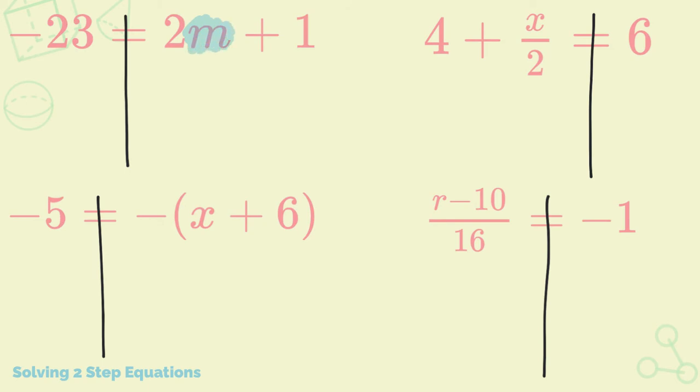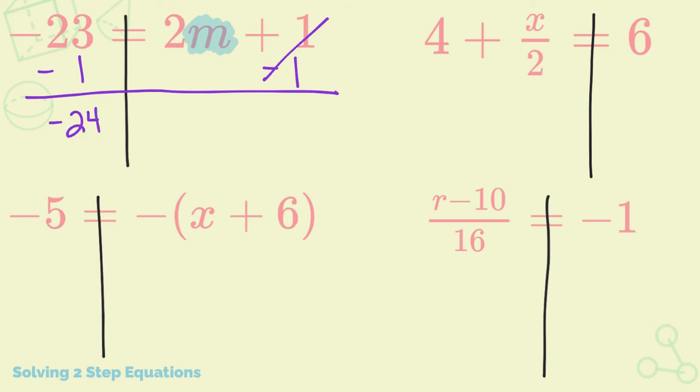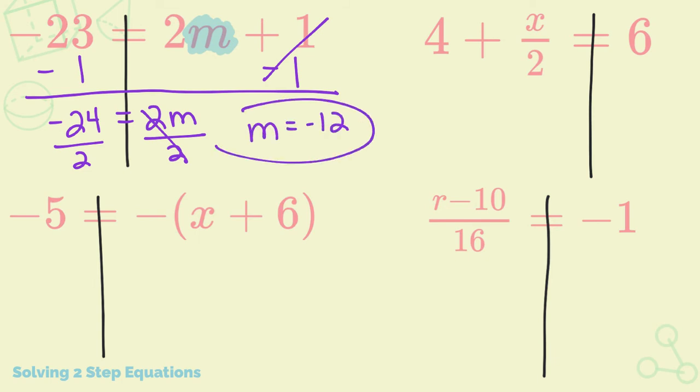So my goal is to get this m by itself. In order to do that, I'm going to begin by subtracting 1. You'll almost always start with either your addition or subtraction. So I get -24 equals 2m. And if you have done your two-step equation correctly, you should then find that you're left with a one-step equation. So I will divide by 2, and I get m equals -12.